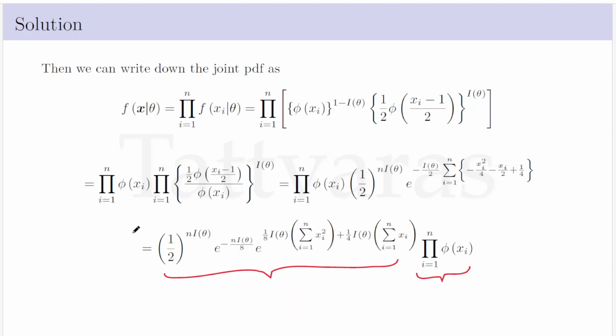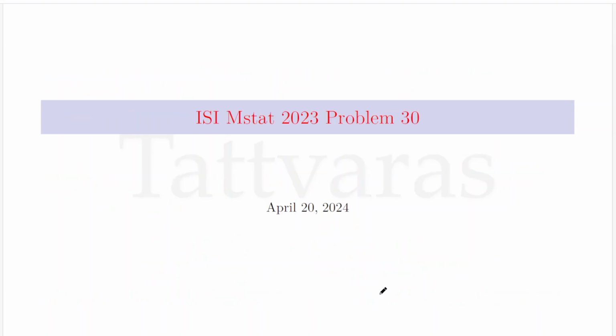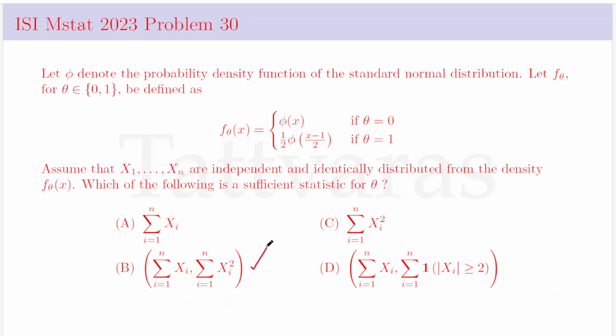This part contains the parameter. This is free of the parameter, just based on the sample observations. And here it contains the parameter through the statistics summation x_i squared and summation x_i. So out of the given options, definitely this T(x) vector, sum x_i and sum x_i squared, must be a sufficient statistic. So that is, I guess, option B. Yes, option B is the correct answer.